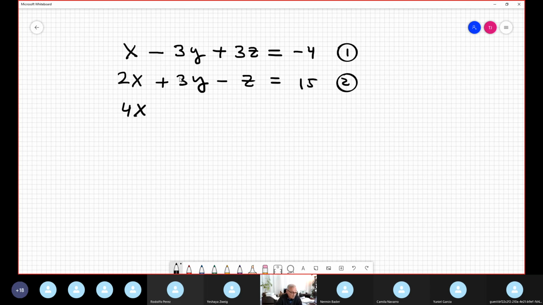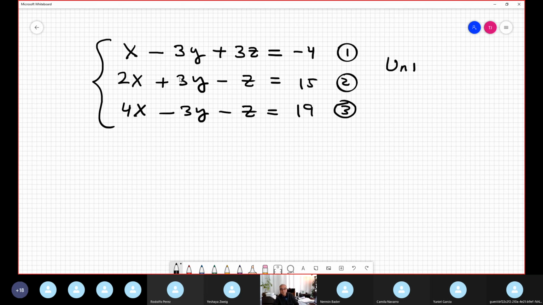Okay, this is the system we are given. It's given like that. Three equations, three unknowns: x, y, and z. Three variables and three equations.